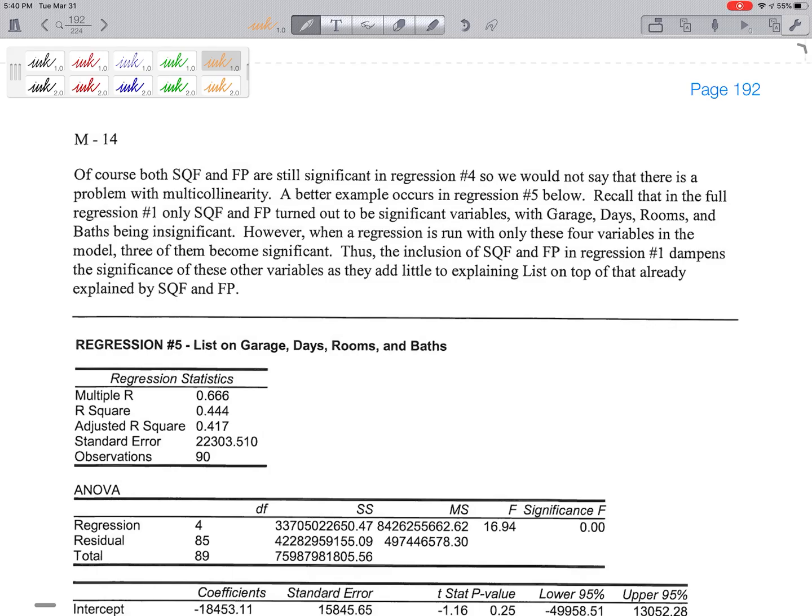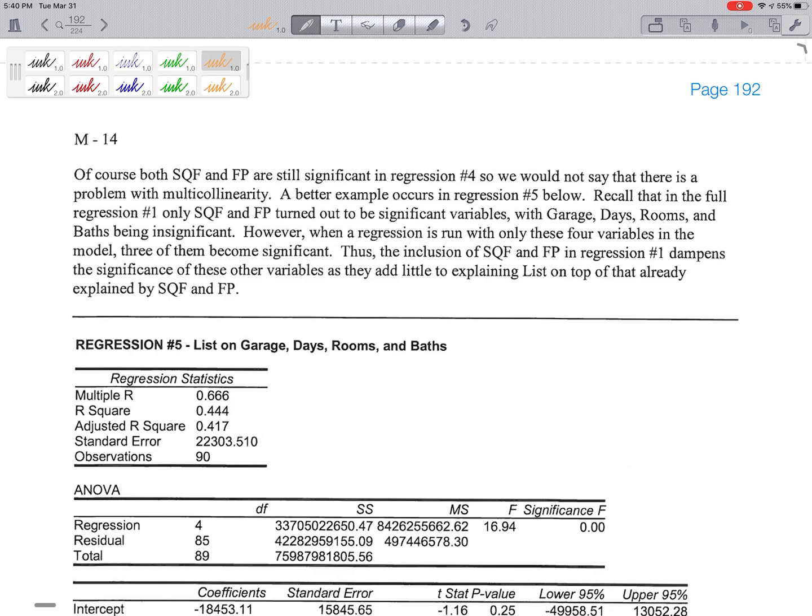Hey class, welcome back. We're taking a look at the second part of multicollinearity and stepwise regression. We're going to focus in on the stepwise regression as the solution for the multicollinearity problem. We'll be looking at pages M14 to M17 today.